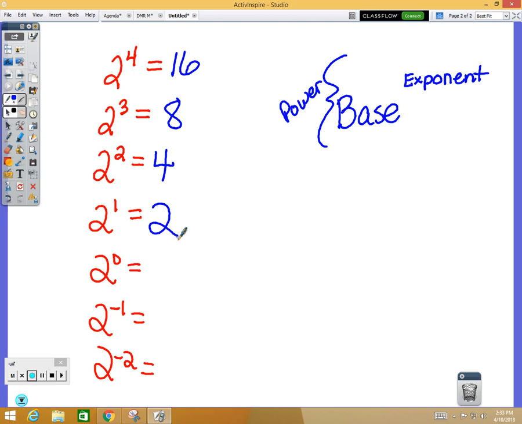16 to 8, 8 to 4, 4 to 2. We're going by halves, aren't we? So we're taking it divided by 2 each time, taking half of it. So half of 2 is 1. So 2 to the 0 power equals 1.